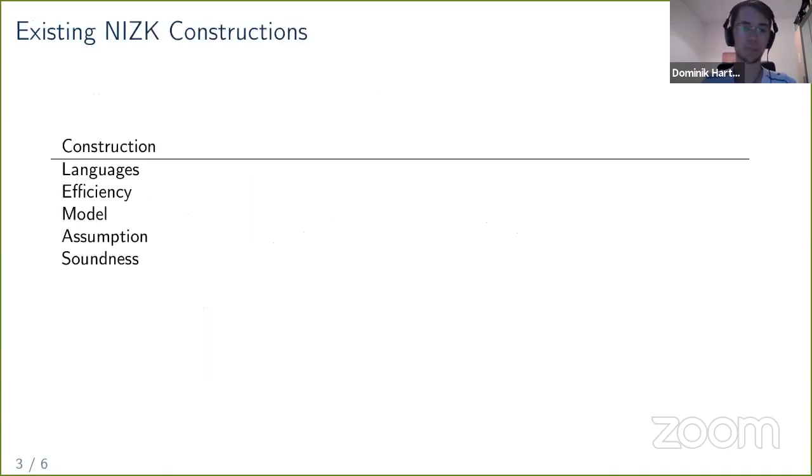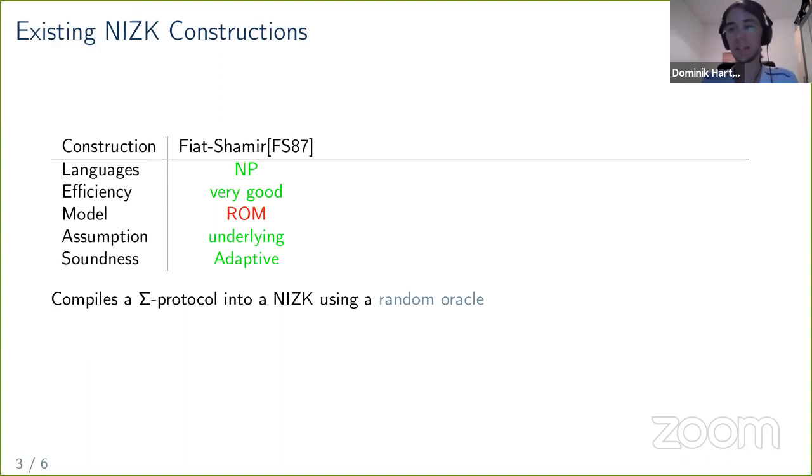So we've seen in the last talk the Fiat-Shamir transformation, which takes an interactive protocol and compiles it into a NIZK using the random oracle model. And this yields very efficient proofs for many languages. And if we assume the random oracle, we can reduce everything to the security of the underlying Sigma protocol. But the random oracle is a huge drawback because real hash functions simply aren't random oracles. So we would like to avoid them if we can.